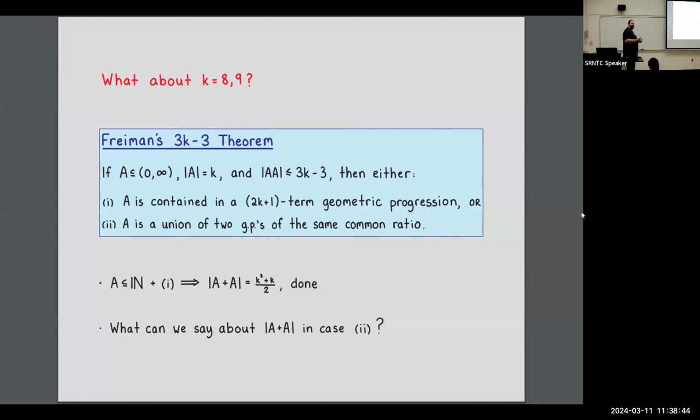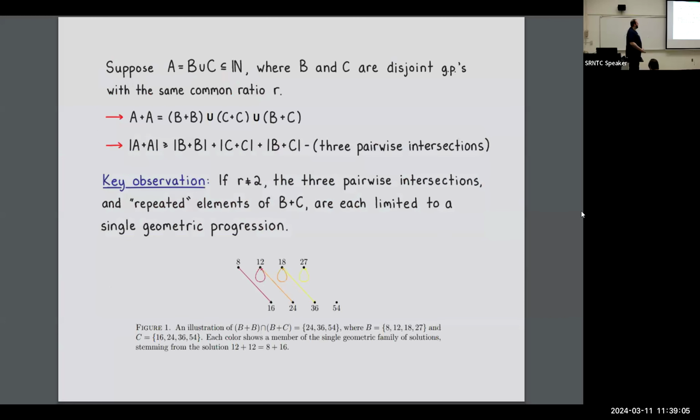But then there's this other really annoying case. It's a union of two separate geometric progressions of the same common ratio. So that forces you to look at, if I have two separate geometric progressions of the same common ratio, how many different sums can I have? Or can I get a lower bound on the number of sums? And so that's sort of the last remaining case that we had to work really hard to work with.